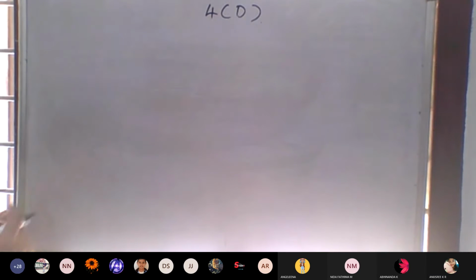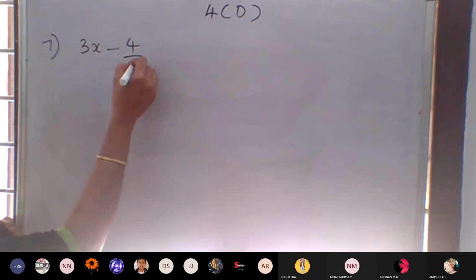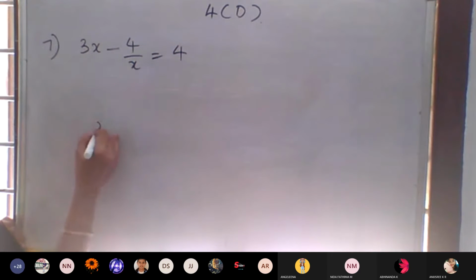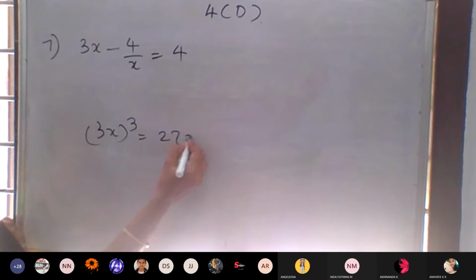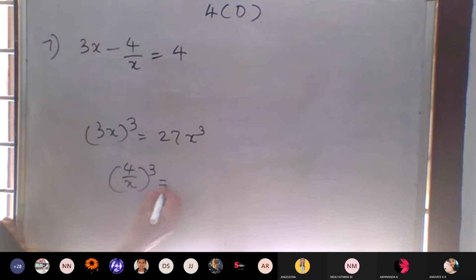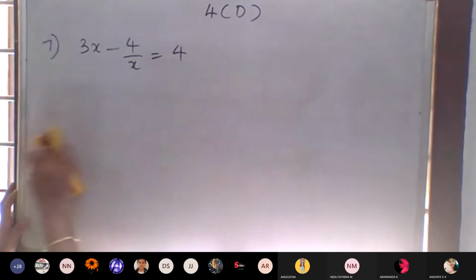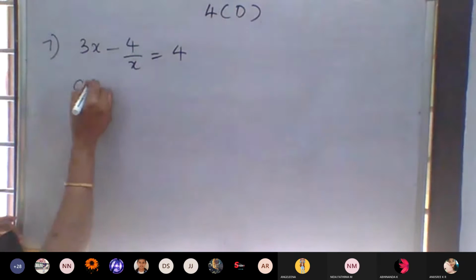Cubing both sides. Very good. So 7th one, 3x minus 4 by x is equal to 4. If we cube, that means 3x the whole cube is what? 27x cube. It is there in our answer, no? We have to find out 27x cube. Same way 4 by x, if we cube, it will be what? 4 4s are 16, 16 into 4, 64 by x cube. So these two parts are there in what we are finding, no? Find the 27x cube minus 64 by x cube. It is there. So the only thing we have to do is cubing both sides.